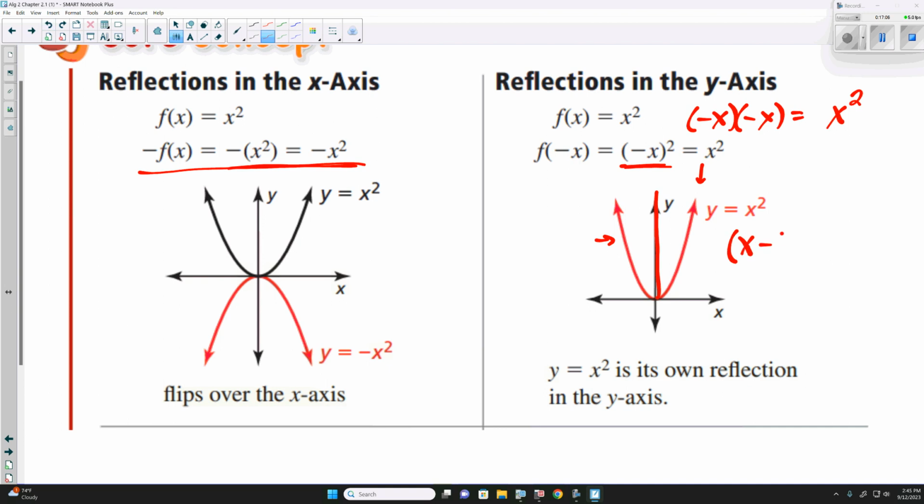But if we have, say, x minus 1 squared, this is not the same thing as negative x minus 1. Or if I had negative x minus 1, I can't just drop the negative off of it and get the same function. Those are two different functions. Does that make sense?